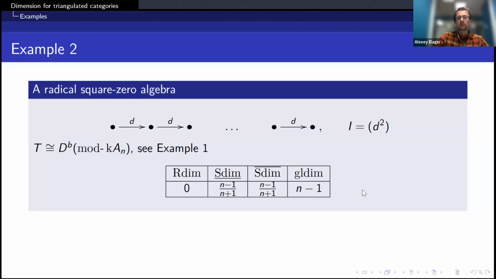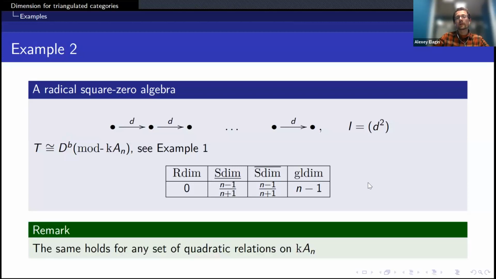Also, it can be interesting to note here that we can take any set of quadratic relations for paths in this quiver. Not all squares of arrows are equal to 0, but only some compositions of two consecutive arrows can be made equal to 0, and still this derived category would be equivalent to the derived category of paths in A_n without relations and have the same dimensions.